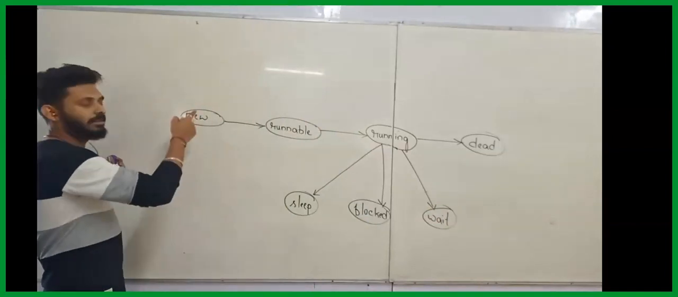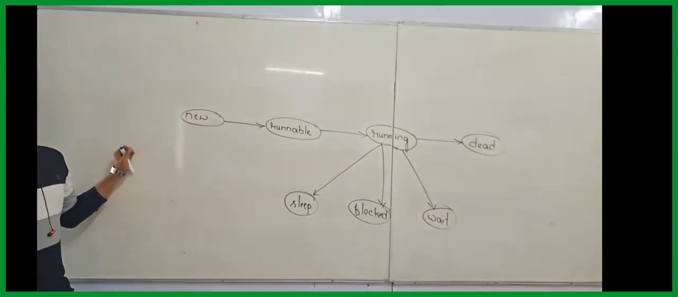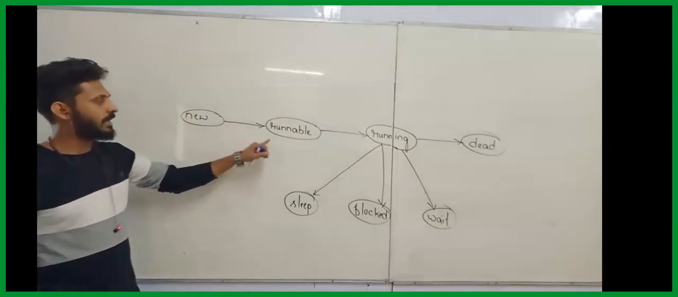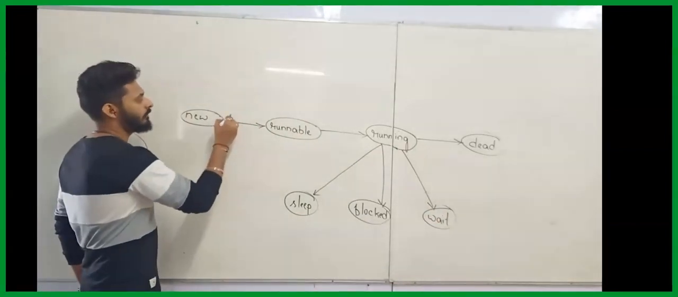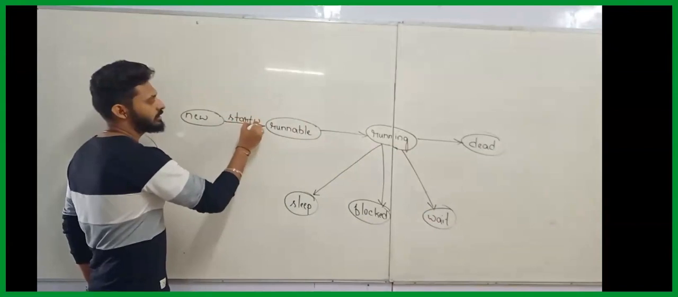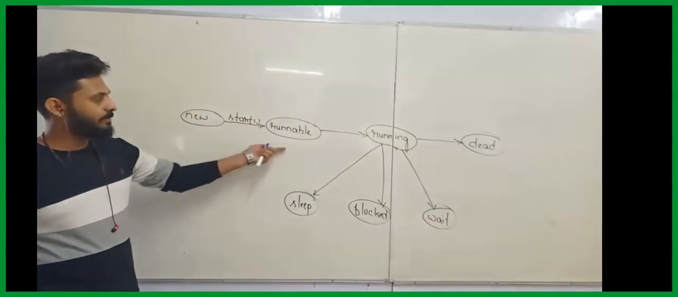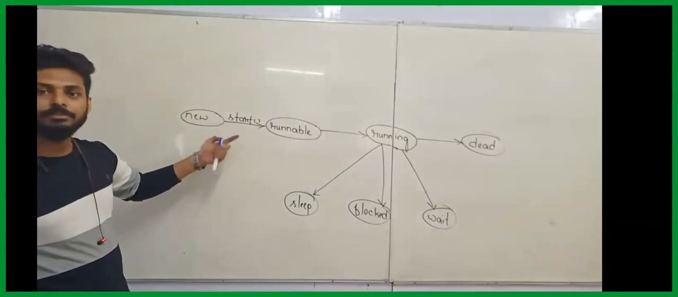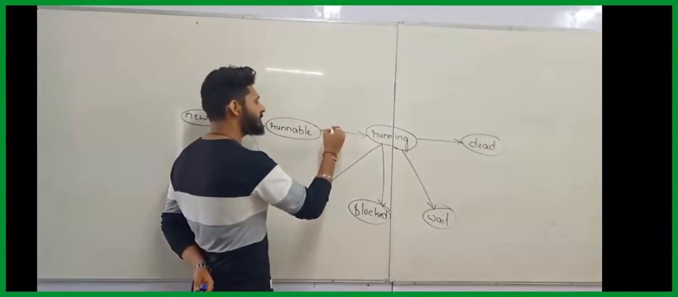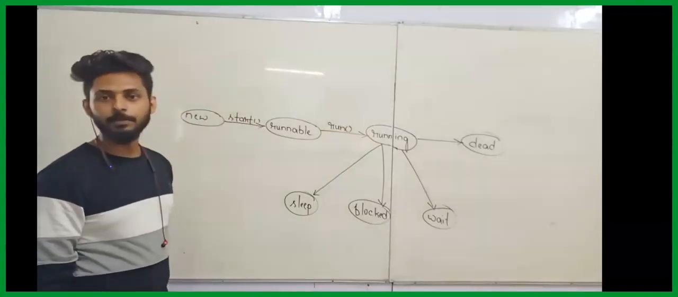When exactly will a thread enter the new state? Whenever you create a new thread for the first time, it will be in new state. What is the runnable state? From new state, when exactly will a thread go to runnable state? Whenever you call the start method, that particular thread will go to runnable state. From runnable state, when will it go to running state? You are calling the start method. Start method will internally call the run method, which means whenever run method is called, that particular thread will go to running state. Getting my point?